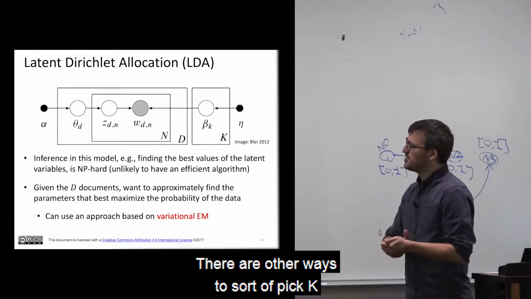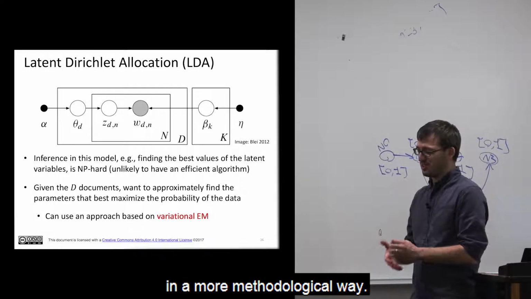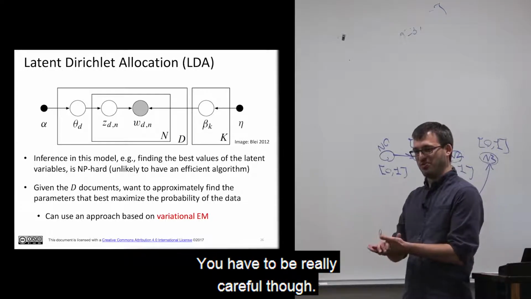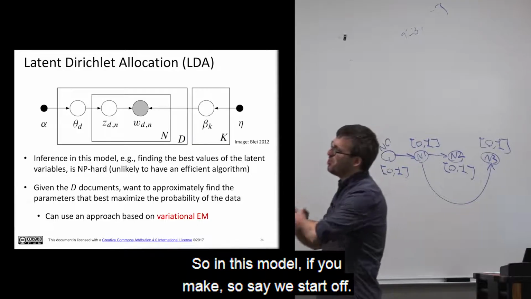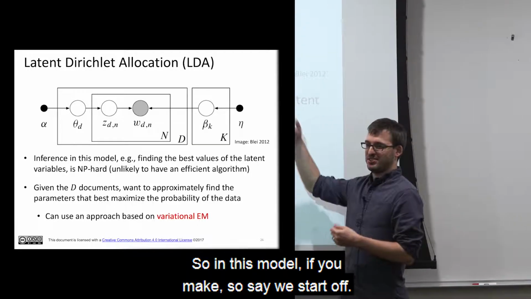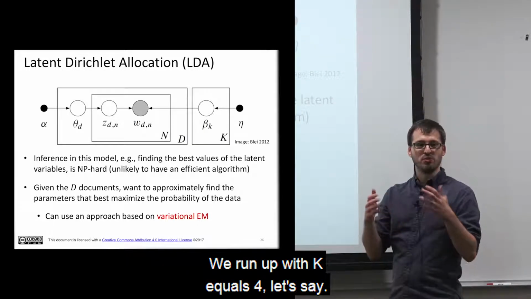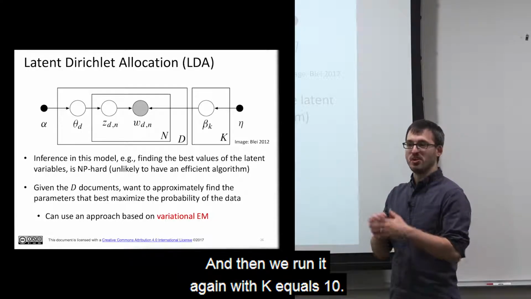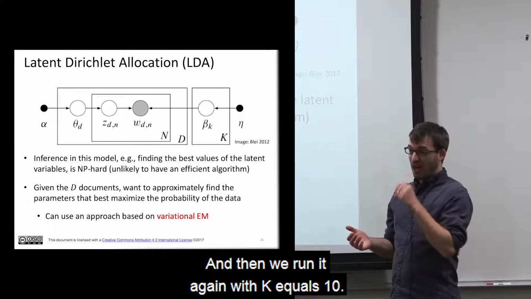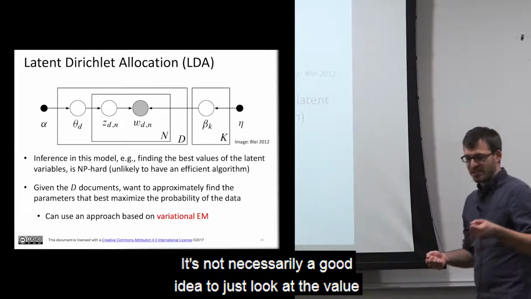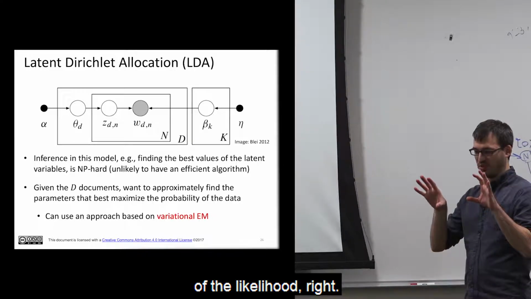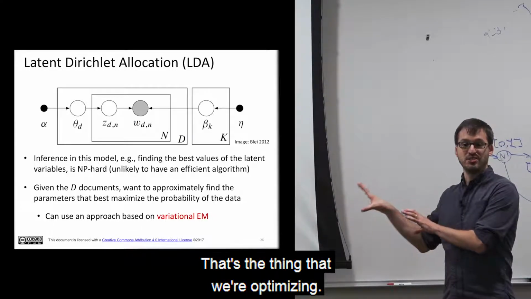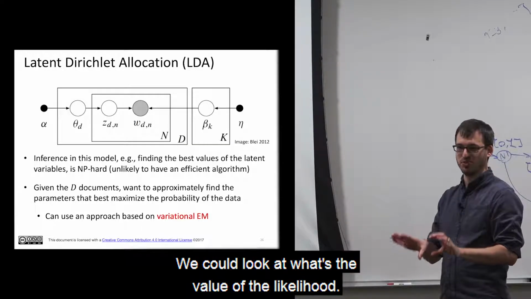There are other ways to pick K in a more methodological way. You have to be really careful though. In this model, say we run it with K equals 4, and then we run it again with K equals 10. It's not necessarily a good idea to just look at the value of the likelihood. We could do that, since that's the thing that we're optimizing.